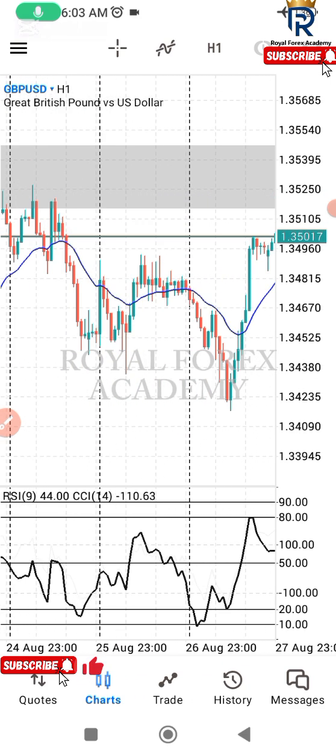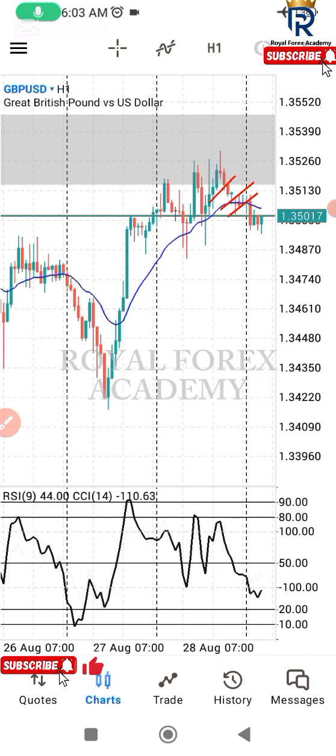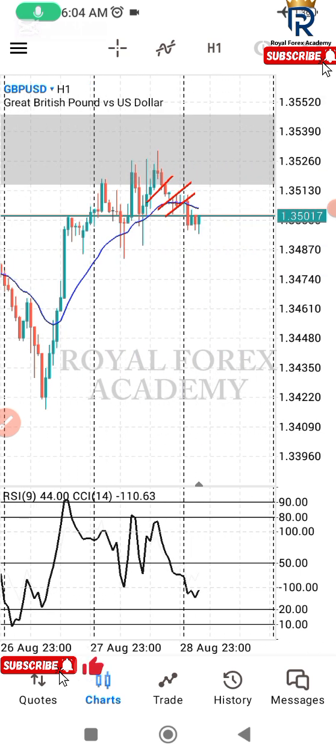Please do not forget, you must always determine the trend of the market. You mark your point of interest, you wait for price to return to that zone, and then you wait for your entry trigger.